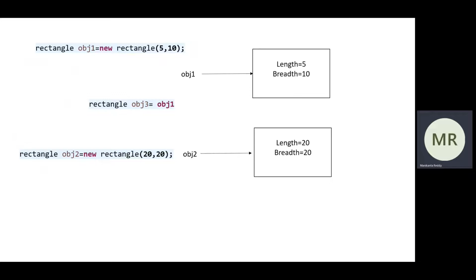But since it's not a primitive data type but an object, object 3 now points to the memory location to which object 1 is pointing. So any changes made to object 1 will be reflected in object 3 and vice versa. This is called a reference object, or in some languages like C, we call it a pointer. Let me demonstrate this with an example program in Eclipse.